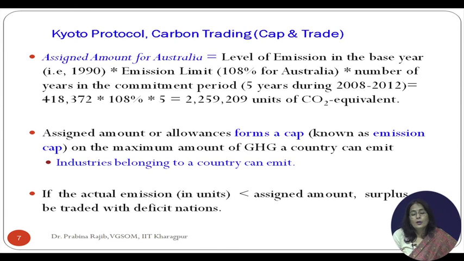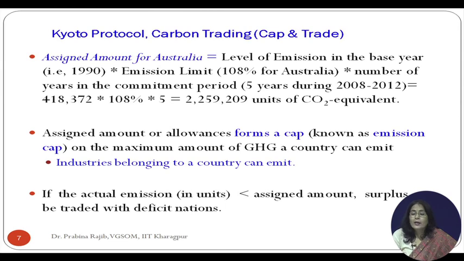So, Australia as a whole, or all industry in Australia as a whole, is permitted to emit only this much carbon dioxide equivalent within these 5 years, from 2008 to 2012, and this assigned amount or allowances forms a cap that is known as your emission cap. That means Australia is not allowed to emit any more greenhouse gas than this particular limit.